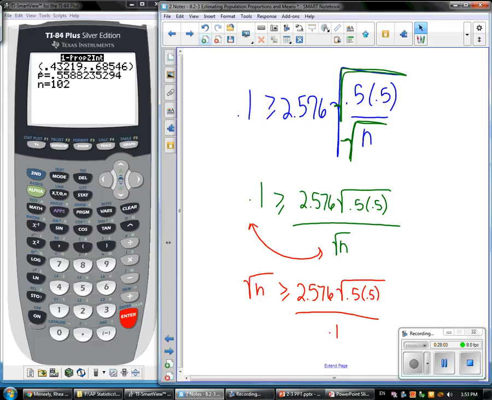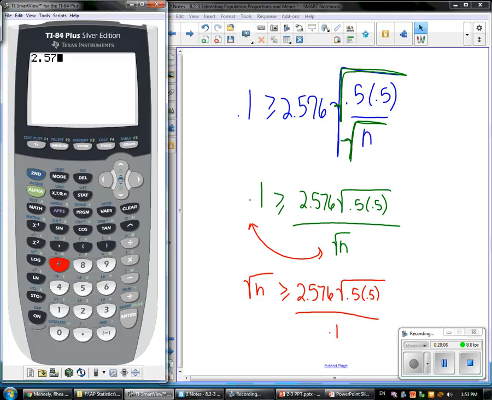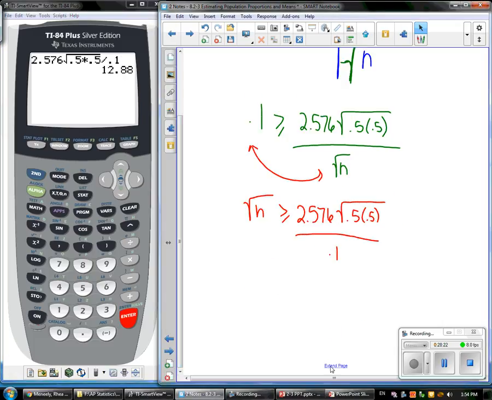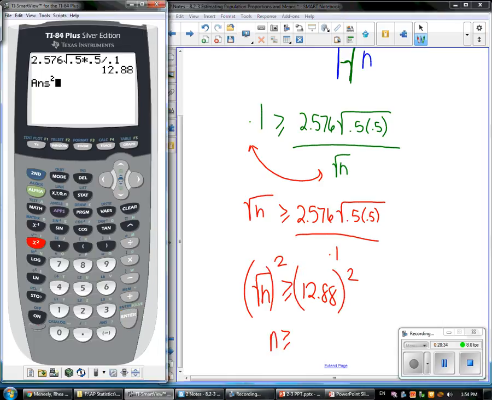So let's go ahead and do that math. I'm going to type in 2.576. I'm just going to type it all in. I'm going to have my square root of 0.5 times 0.5. Make sure you come out of the square root before you do your division. And that gives me 12.88. Now I've got to be careful, because that corresponds to the square root of n. To figure out n, I'm going to need to square both sides. So n has to be greater than or equal to 165.89.